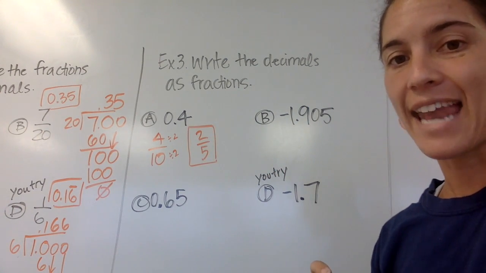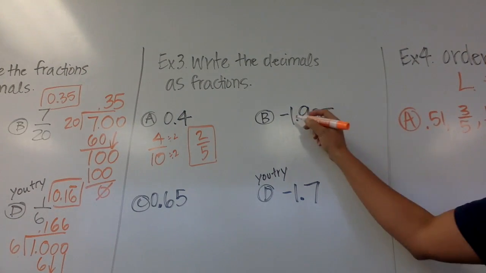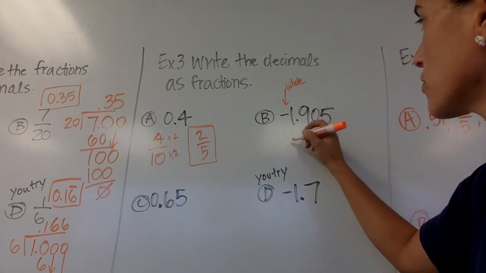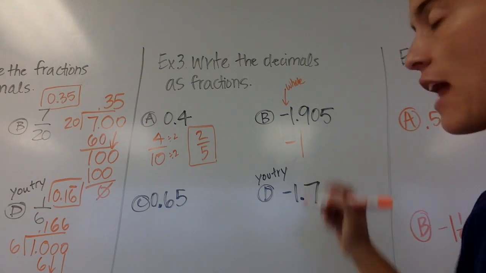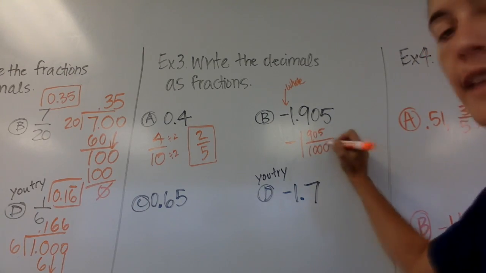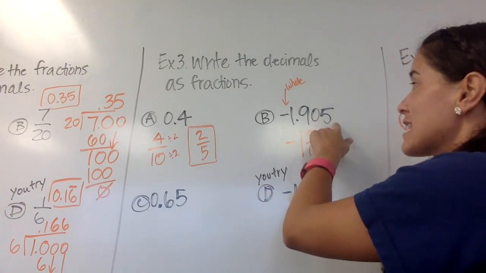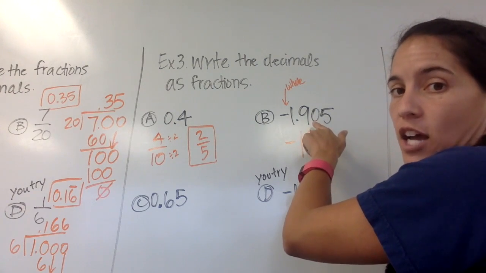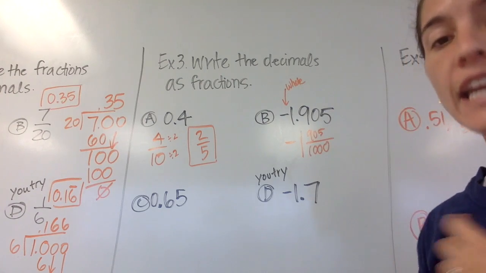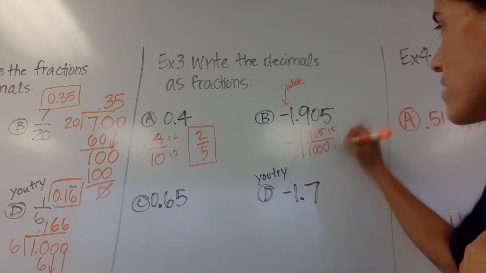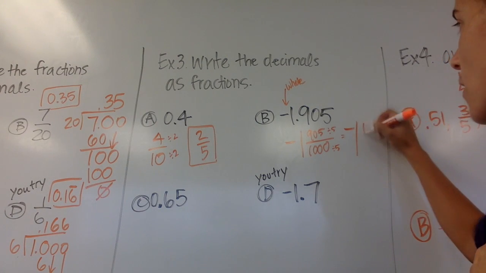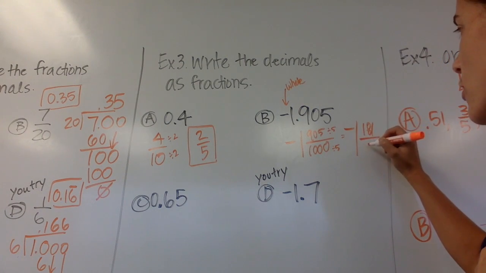All right, B, negative 1.905. So the negative 1 is your whole number. So this one's going to be a mixed number. So negative 1. And then 905 is your numerator over 1,000 because this is in the thousandths, tenths, hundredths, thousandths. Plus there's 3 digits, so I know I need 3 zeros. I can simplify by dividing by 5. And that is 181 over 200.